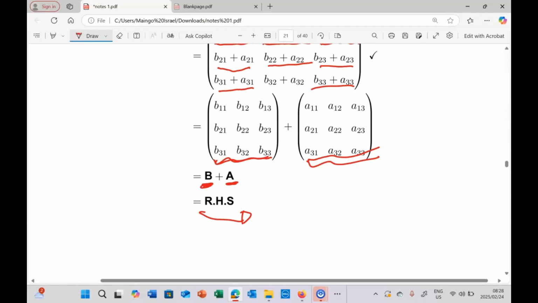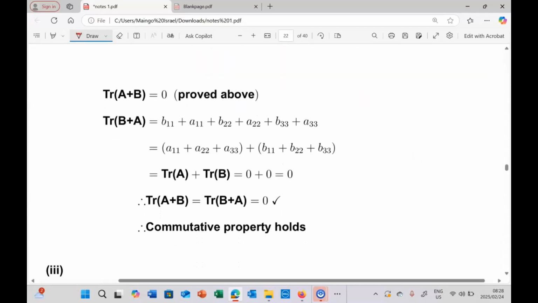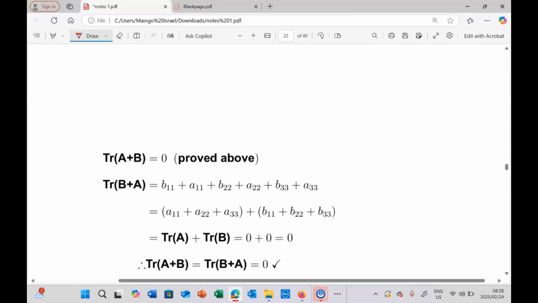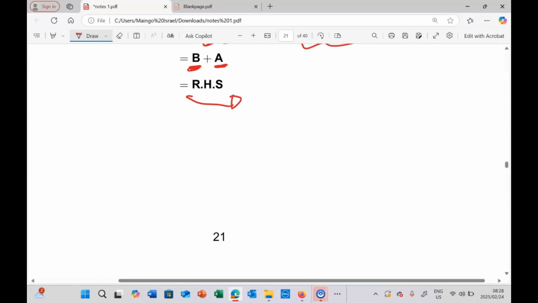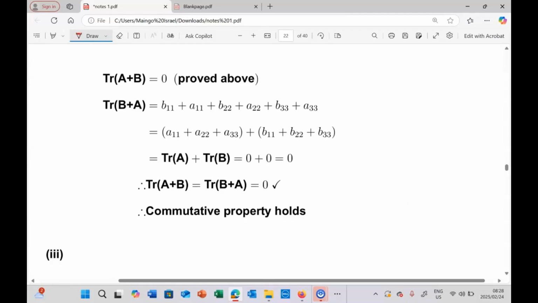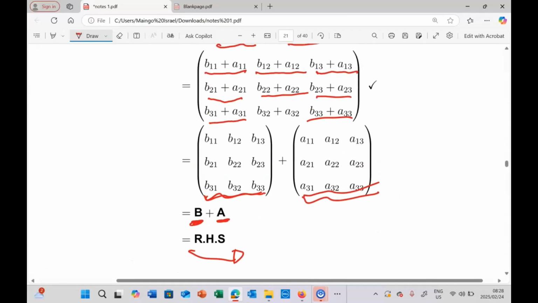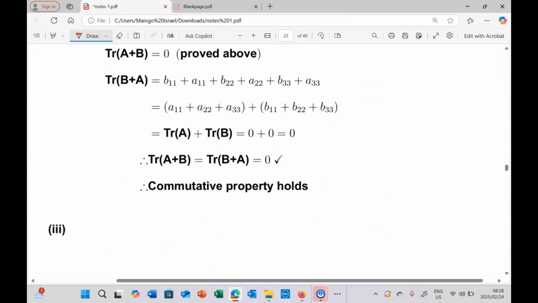So that's simple. Let's go to the next thing. We need to prove the trace now. We need to prove the trace before we conclude. It's very important. Before we conclude that, B.